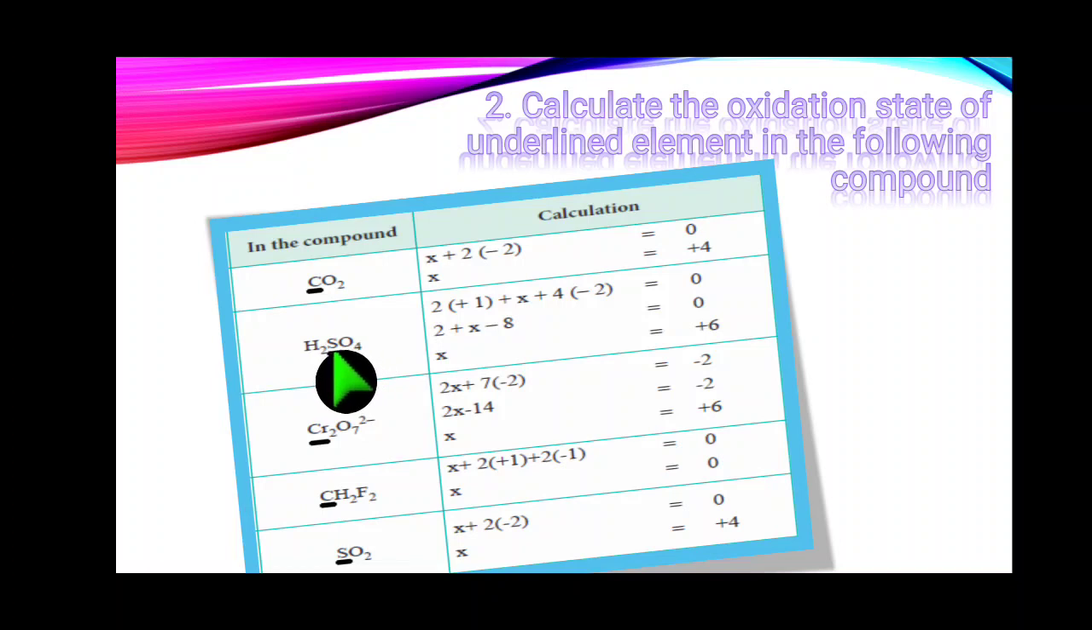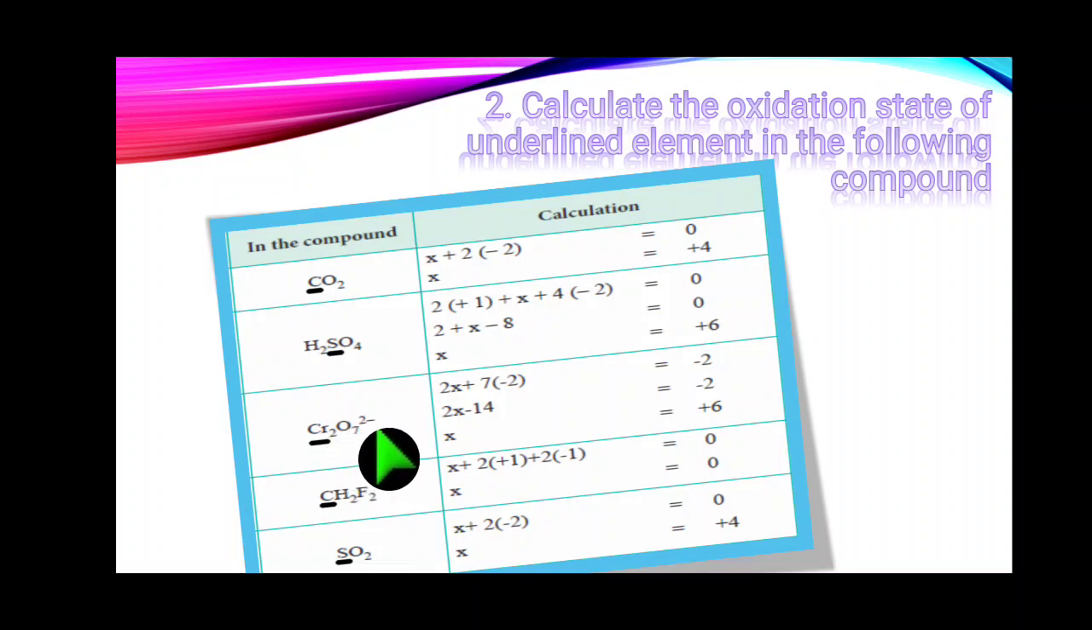Sulfur is the underlined element, and we are going to find its oxidation state. So 2 hydrogen, 2 multiplied with plus 1 for hydrogen, then X, the sulfur we are going to find, then 4 oxygen multiplied with minus 2, equal to 0. So 2 plus X minus 8 equals 0, so X equals plus 6. X means the sulfur oxidation state is plus 6.